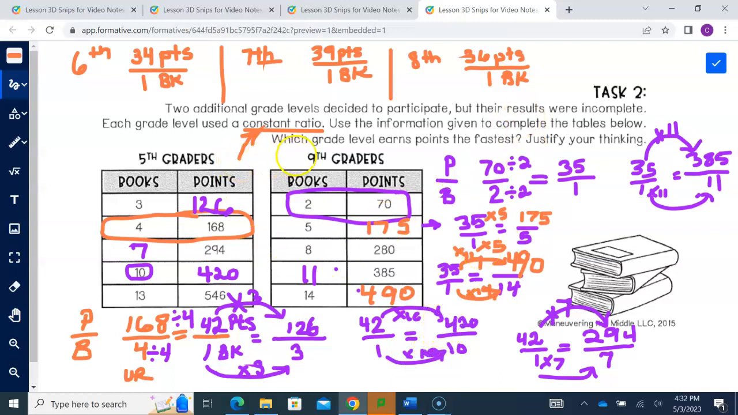Okay, so which grade level earns the points the fastest? Well, it's going to be the 5th graders. 5th graders earn the points the fastest because they get the most points per book. They earn 42 points per book. And then next comes the 7th graders at 39 points per book. Then the 8th graders at 36 points per book. And then the 9th graders at 35 points per book. And then we got last. 6th grade is in last place at 34 points per book.